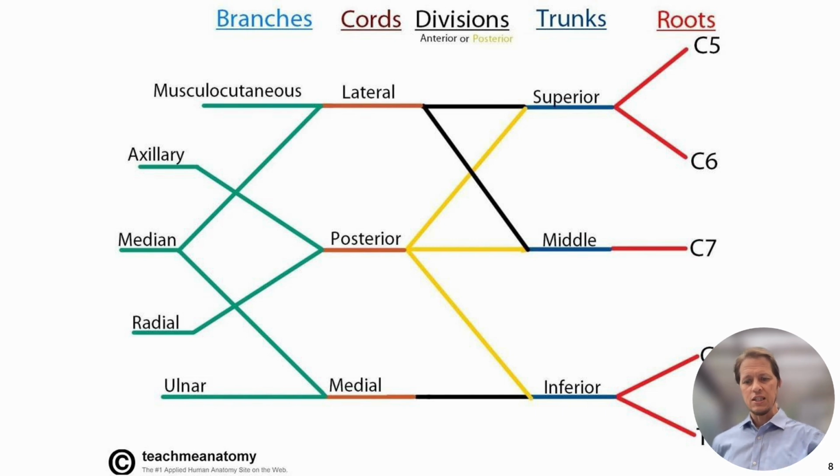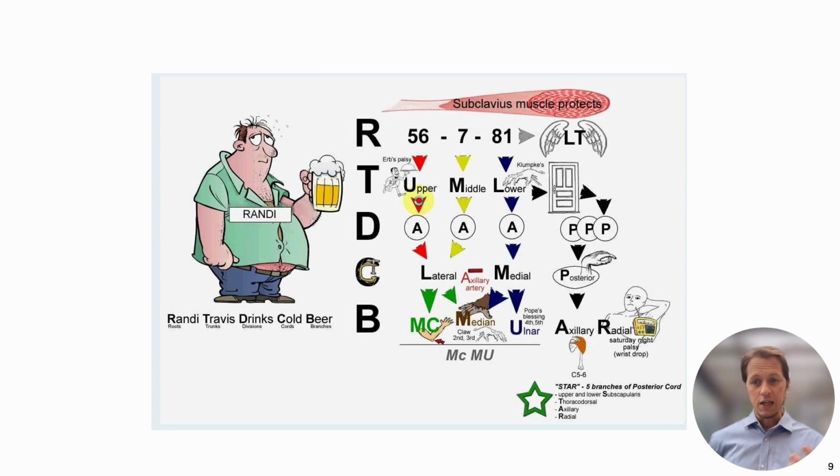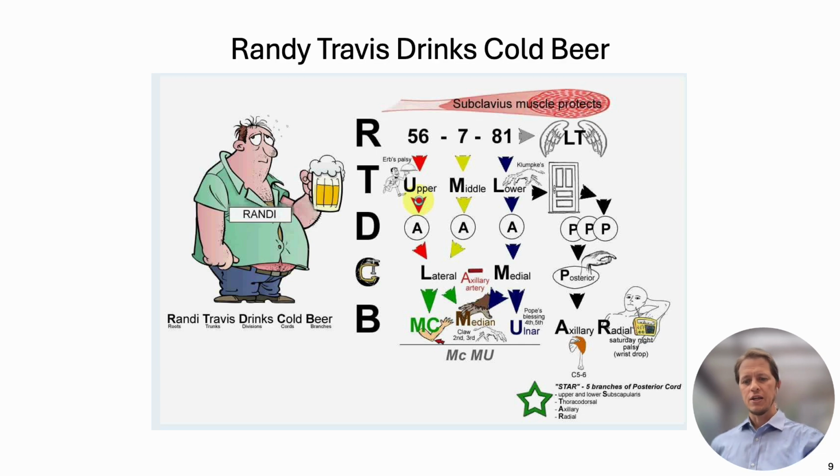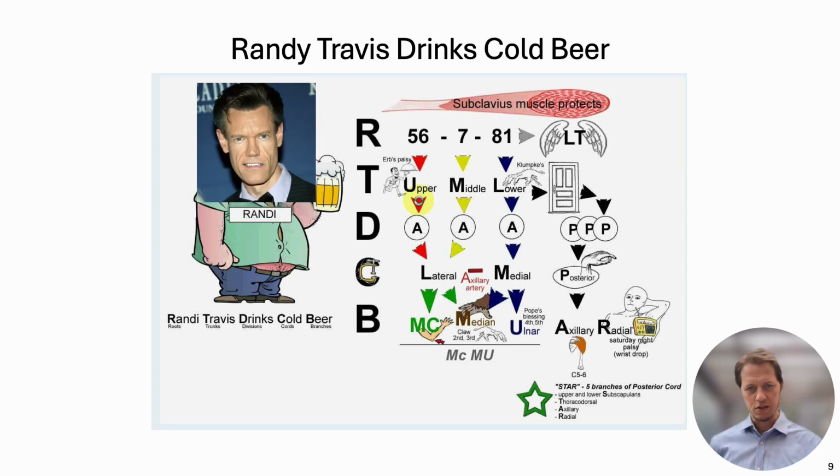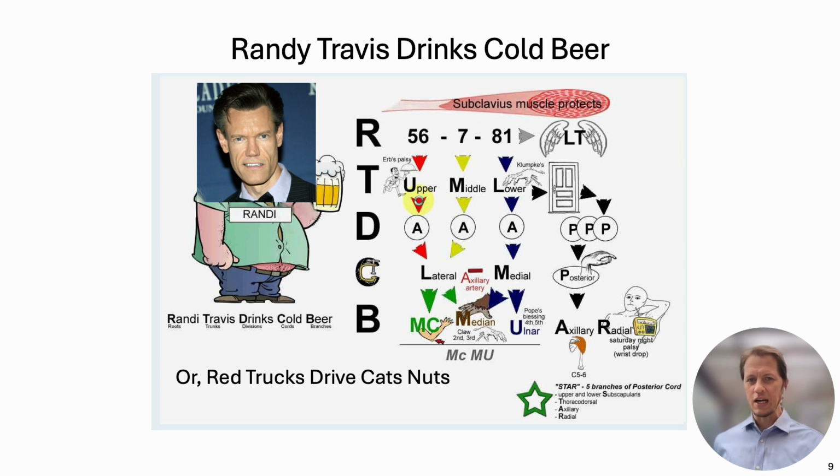There is a fairly easy way to remember this. The one that I learned from my time back in the 1990s in medical school: Randy Travis drinks cold beer. That is Randy Travis, a country music star. Some people don't like country music. Some people don't like beer. Some people are cat lovers. So red trucks drive cats nuts. That's another one that I learned, and that works too.